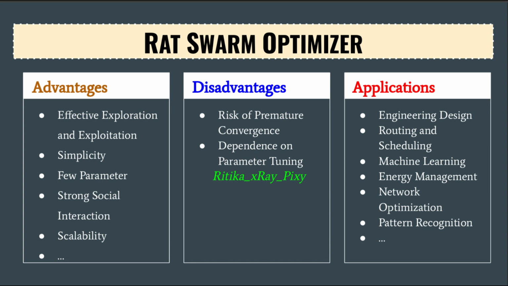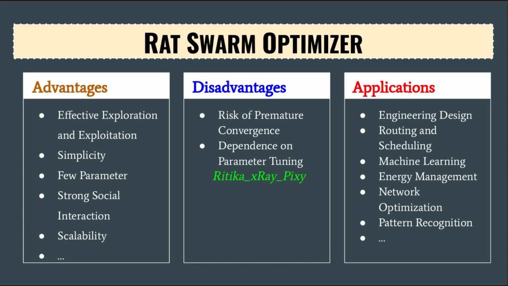After that, we have different disadvantages. Like other swarm intelligence algorithms, this algorithm can suffer from premature convergence, especially if the search agents converge quickly to a suboptimal region. So there is a risk of premature convergence, and this is more common in complex and multimodal functions. It depends on your parameter choice. If your parameter choice is poor, it can lead to suboptimal results and slow convergence.